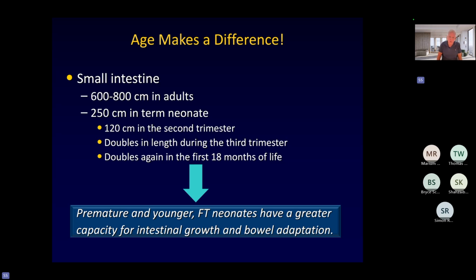So premature and younger full-term neonates have a greater capacity for intestinal growth and bowel adaptation. It is this factor, this ability to double the length of the intestine in the first 18 months of life, which offers the best prognosis for children, for newborns who've had intestinal resection.